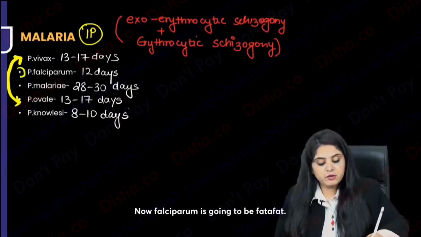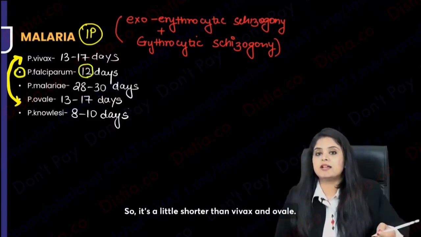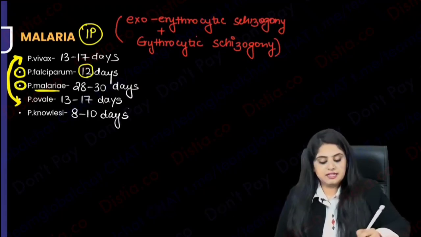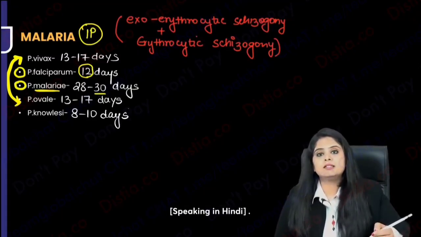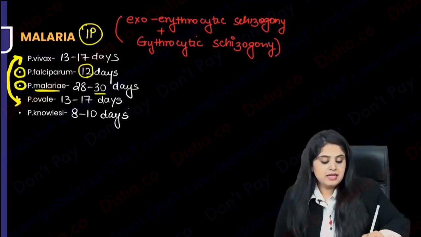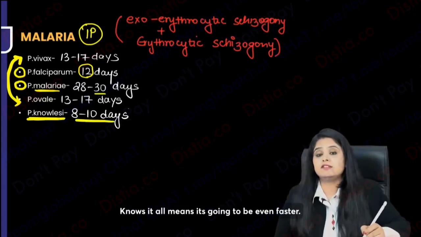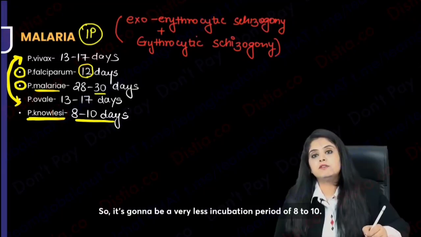Now falciparum is going to be fast. Fast is going to be 12 days, so it's a little shorter than vivax and ovale. Then we have malariae. Malariae is going to be a very lazy one. Lazy one means it's going to take 1 month. So remember, malariae takes a month. And knowlesi knows it all. Knows it all means it's going to be even faster. Knowlesi knows it all, so it's going to have a very short incubation period of 8 to 10 days.